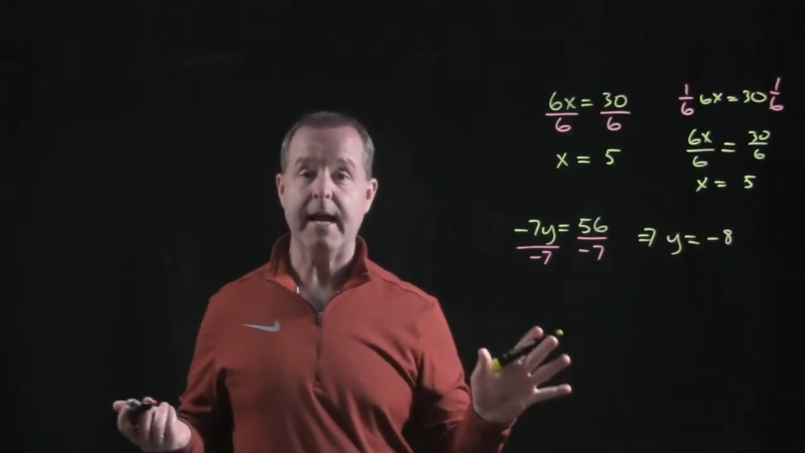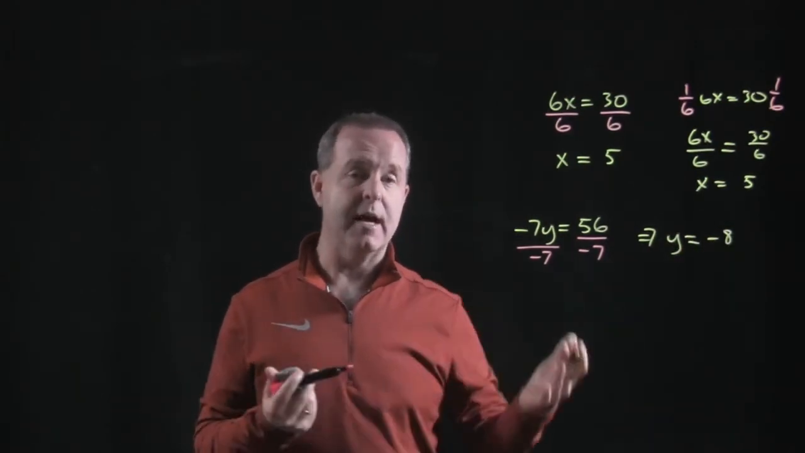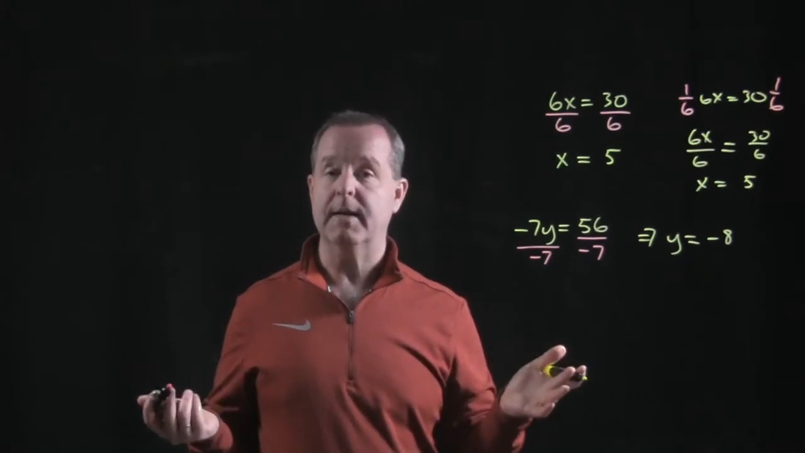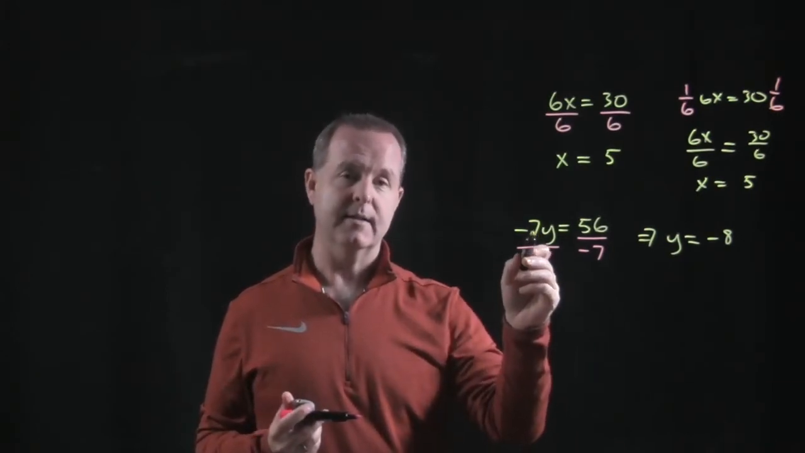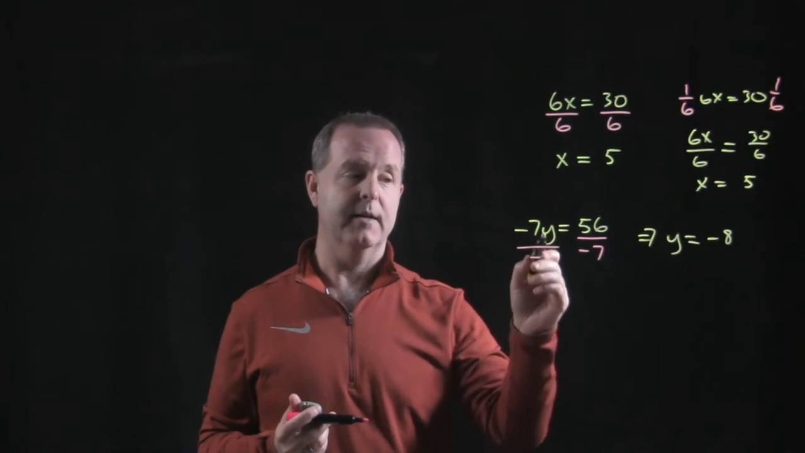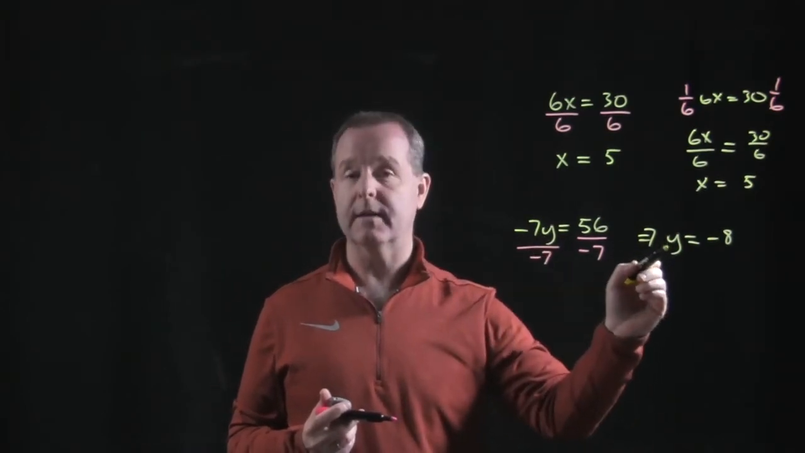And it's all right if I have negatives. Negatives are just another number that we want to be able to work with. So in this case, I divided by -7 so that I'm left with a positive y.